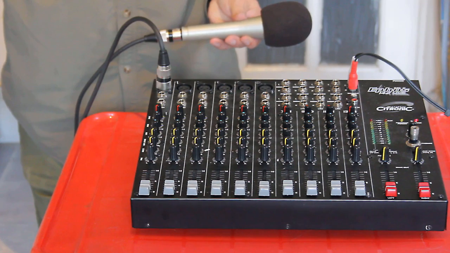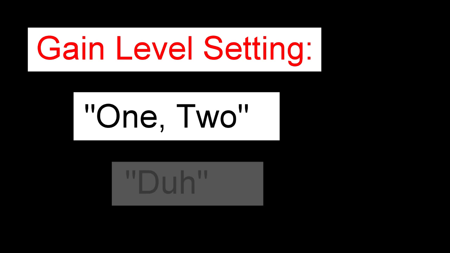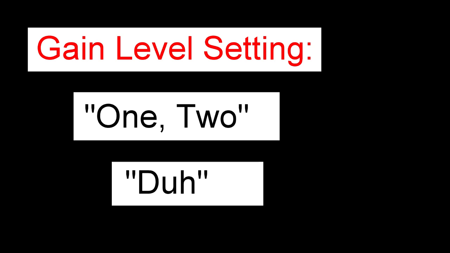So that's our mic connected to the mixer. Now we need to set the gain to a suitable level. To do that, we need to present a suitable sound to the microphone for level setting. Traditionally, the words "one, two" have been used as they contain a useful spread of high, mid and low frequencies. However, I have heard "D" used instead, which is just as suitable.